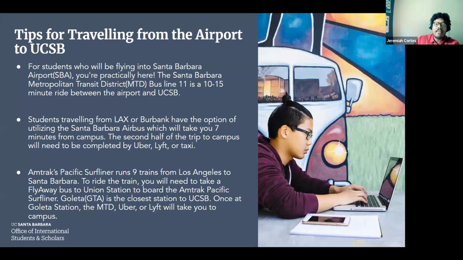But for those of you that will be flying in through LA or Burbank, you have a couple options. For those of you coming in from LA or Burbank, I would say the Santa Barbara Airbus would be your best bet. That will get you pretty much the majority of the way to campus. From there, you're just going to need to coordinate with an Uber, Lyft, or taxi. But for those of you that would not like to ride on the bus, you'd rather do something like train travel, you could do the Amtrak Pacific Surfliner. That will get you pretty much to Goleta. From there, again, you're just going to need to patch the rest of the ride with either Uber or Lyft.